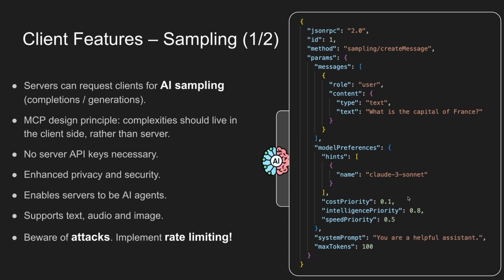So during the initial interaction between client and server, the session initialization, the client can tell the server that it does or does not have sampling capabilities.